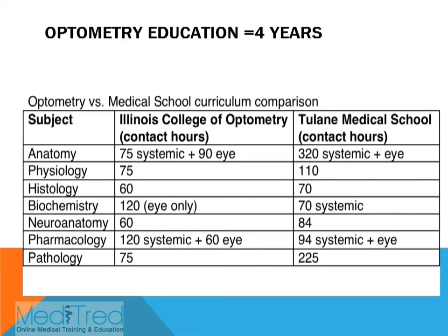You look into the curriculum of optometry school versus a medical school, and you notice that they do receive some training in anatomy, physiology, histology, biochemistry, urology, and pharmacology and pathology, which in some ways is comparable to what we go through in the first 2 years of medical school. What they lack is the extensive medical knowledge that comes in the last 2 years of medical school. They don't have any patient contact, which trains us to examine the rest of the human body. Their training is restricted only to the eyes and adnexial structures.